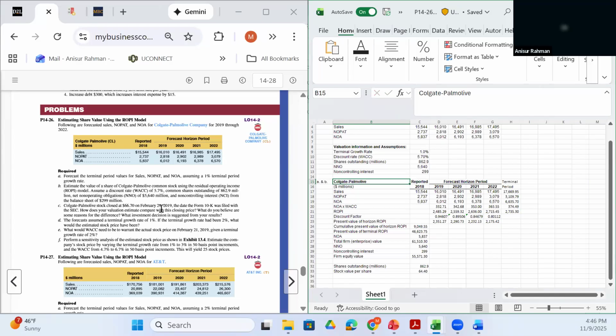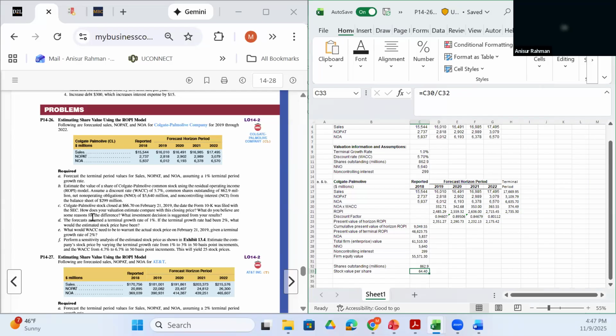Colgate-Palmolive stock closed at 66.7. So that was the market price on February 21st, the date the Form 10K, from which we got this historical information, was filed with SEC. How does your valuation estimate compare with this closing price? So our valuation is lower than the market price.